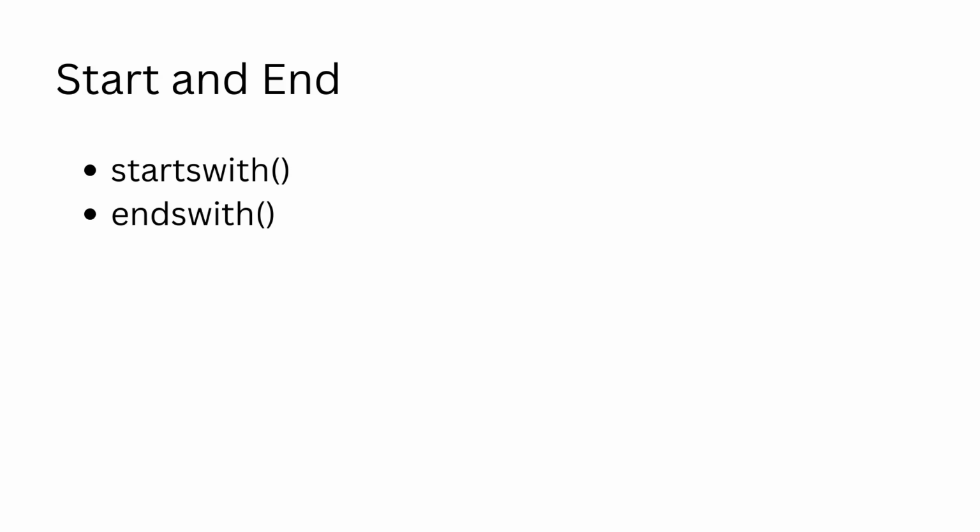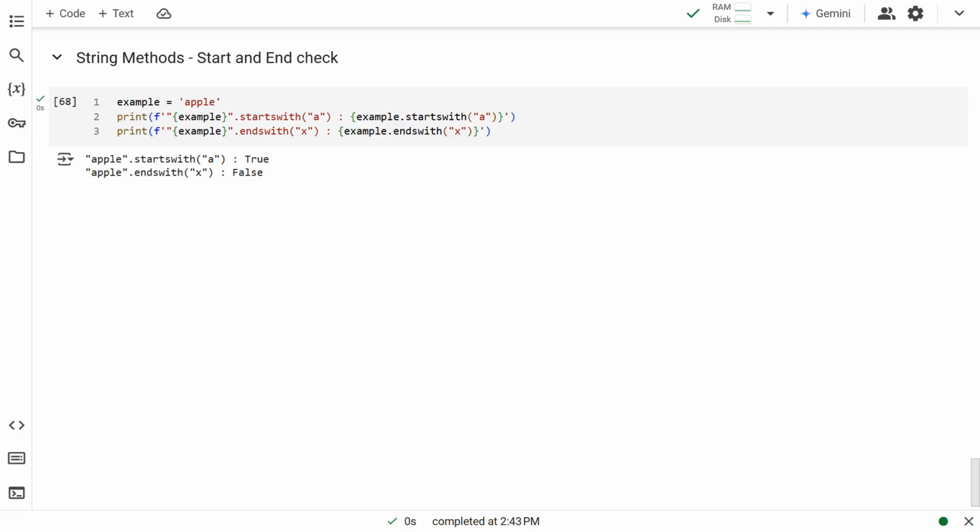To check if a string starts or ends with a specific character, or even a substring, we use the startswith and endswith methods. The startswith method checks if the string starts with the specified substring. The endswith method checks if the string ends with the specified substring. These methods return a Boolean value as output.